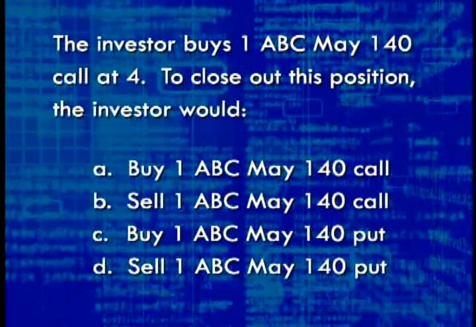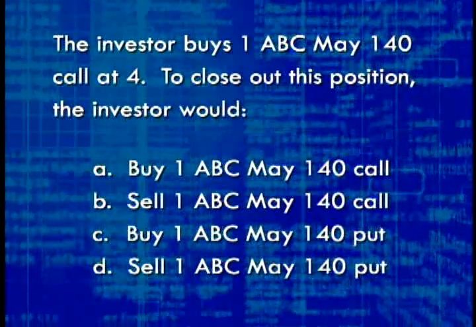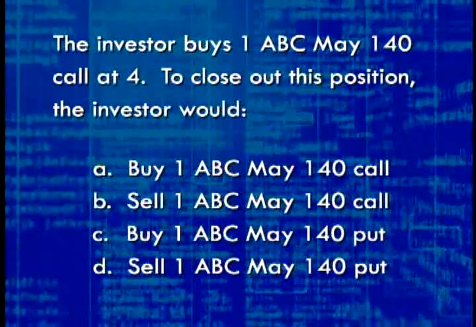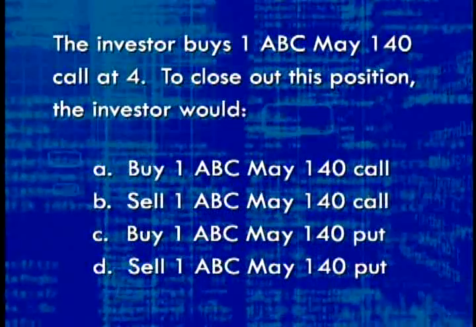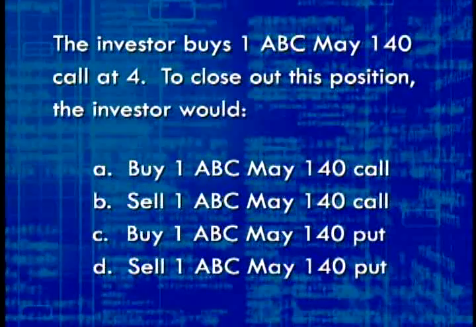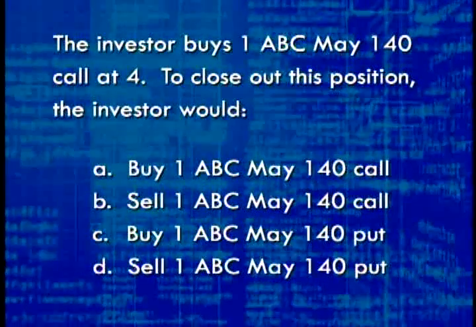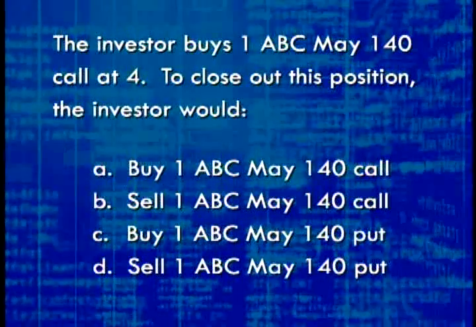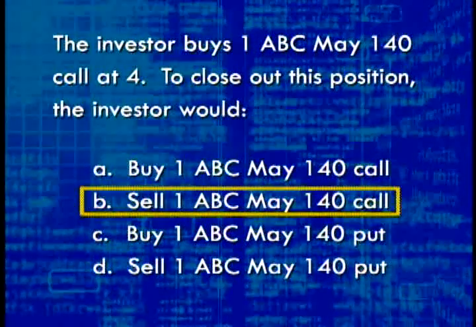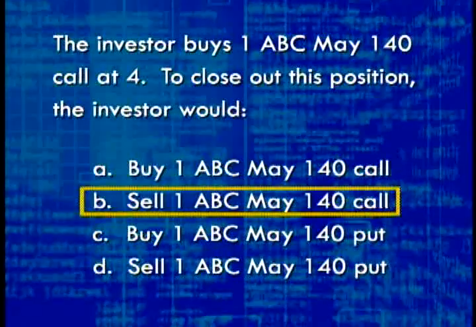closing transaction. The investor buys 1 ABC May 140 call at 4. To close out this position, what would this investor do? Well, first we need to think. What do they do to begin with? Well, in this case, they were buying a call. So to close out that transaction, remember that they would do the opposite transaction on the same type of option. So in this particular situation, the proper closing transaction would be B, to sell exactly the same call.